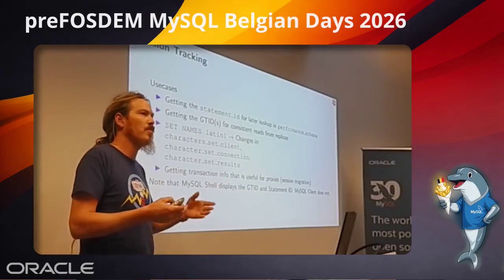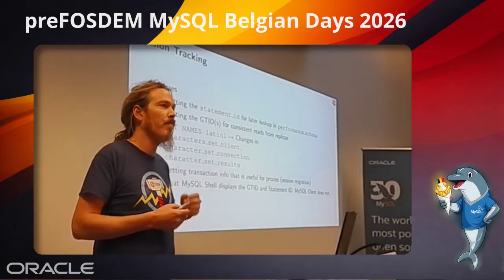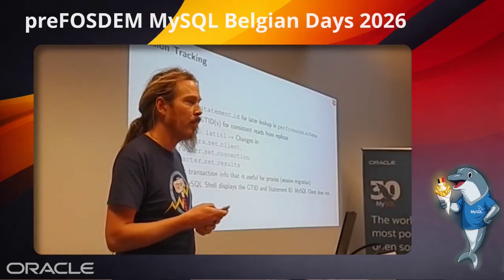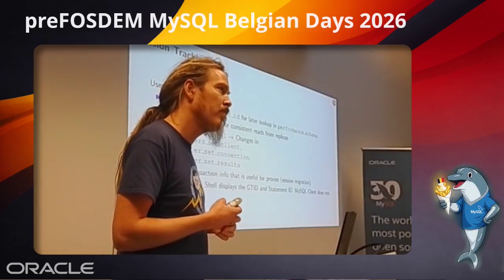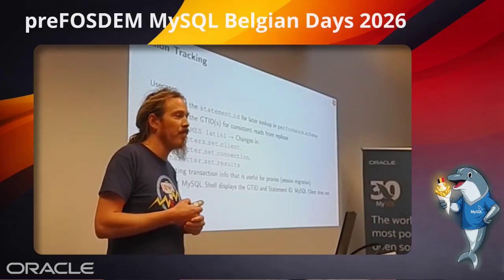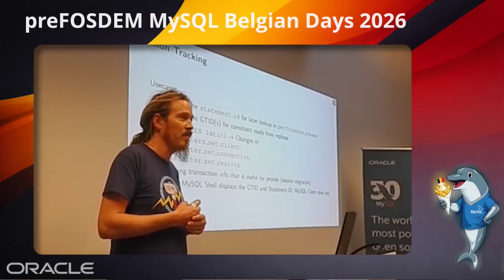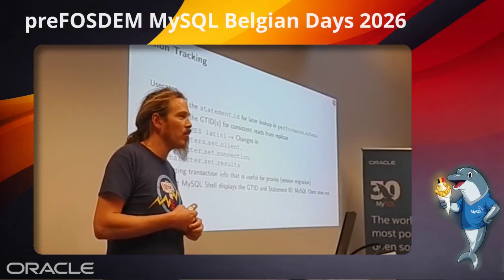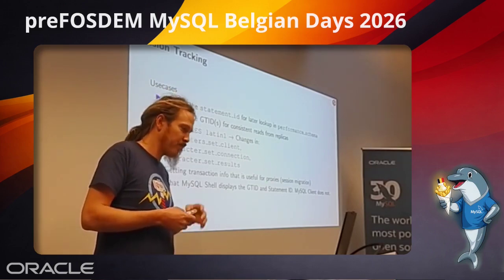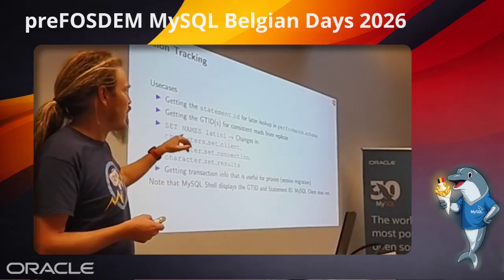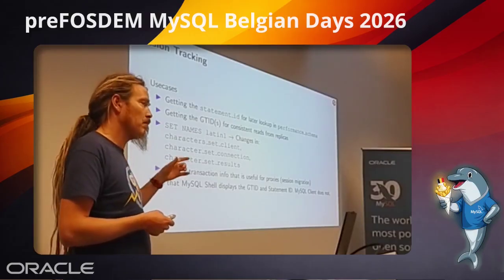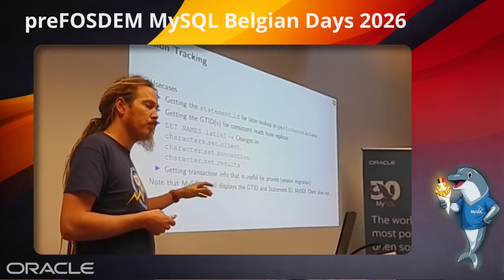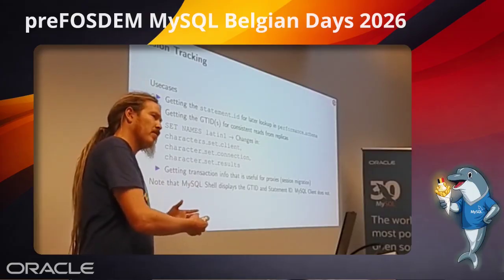So now we get to use cases. One of the use cases is to get the statement ID, which you then can use for later lookup in the performance schema tables. So you run your statement, you get the ID, and then with that ID, you get some information from performance schema for that specific statement. Note that in the MySQL shell, this will by default report the statement ID if it's sent. It will also show you the GTID if that's configured. The MySQL client does not do this.